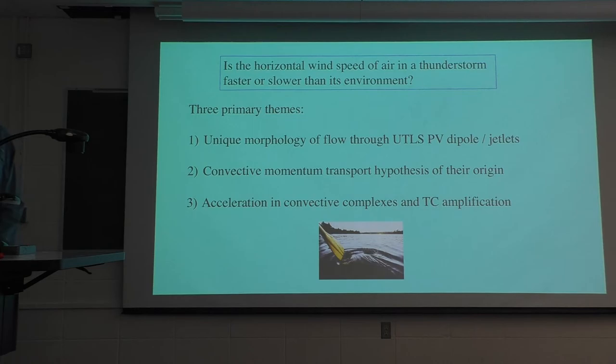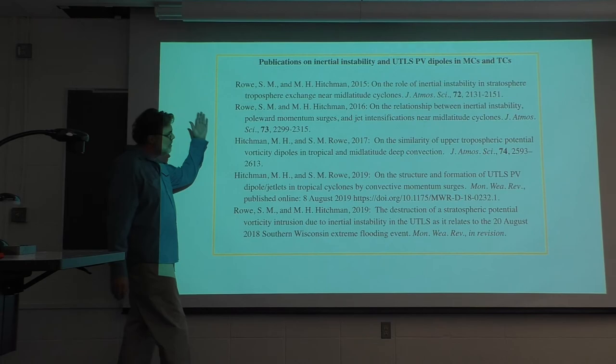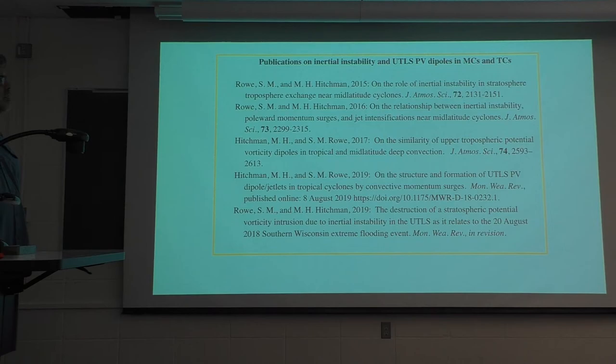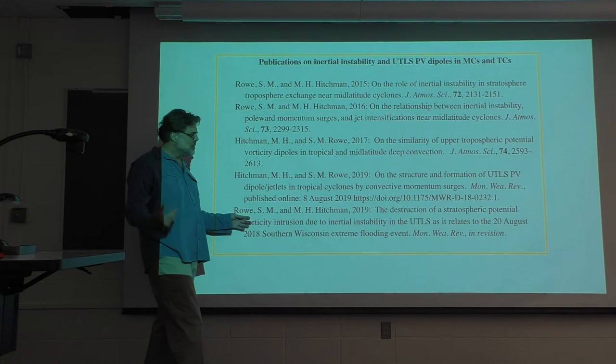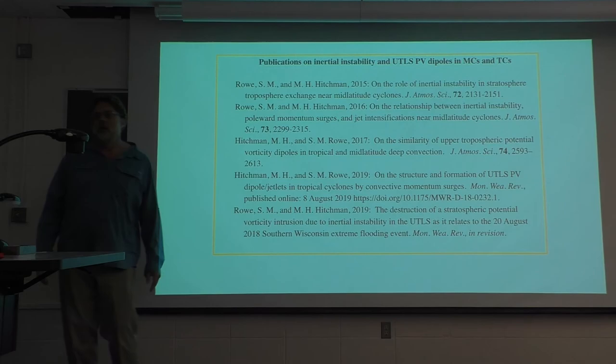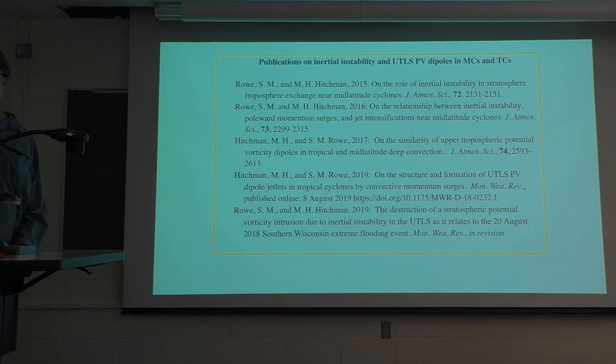This is the fourth paper, in line with this progression of thought, where we first looked at inertial instability in the UTLS and then realized these PV dipoles were important. This one we'll save for a talk. We're revising it. They just asked for moderate revision, so I'm hopeful of publishing it pretty soon, and we'll give a talk on that later. It applies the same concepts I'll show you here, with some success, to the thunderstorms involved in the severe flooding event of last August 20th. I won't have time to talk about that today.